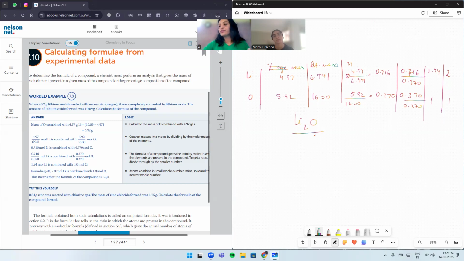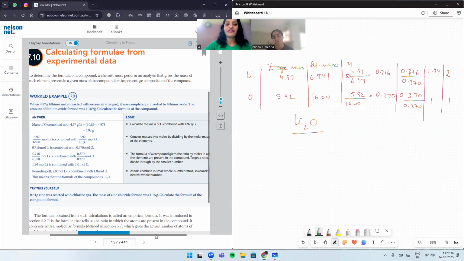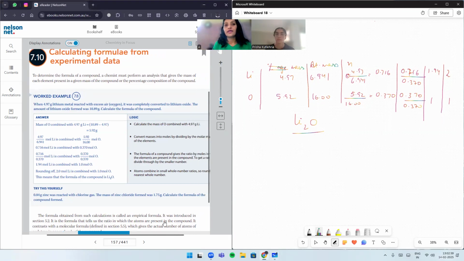Now, we are going to do the next question and you're going to frame up the formula. Okay, the next question says, 0.84 gram of zinc reacted with chlorine gas, okay? And zinc chloride formed was 1.7 gram. You have to calculate the formula of zinc chloride, okay? So start doing.